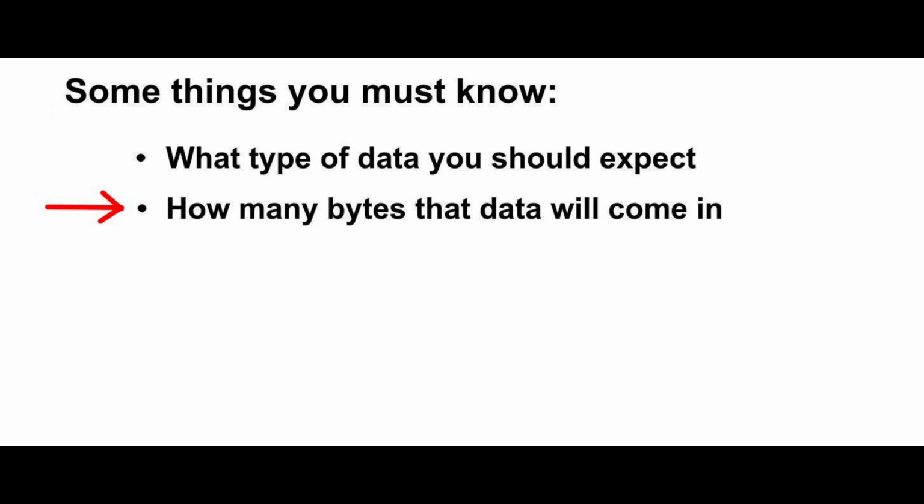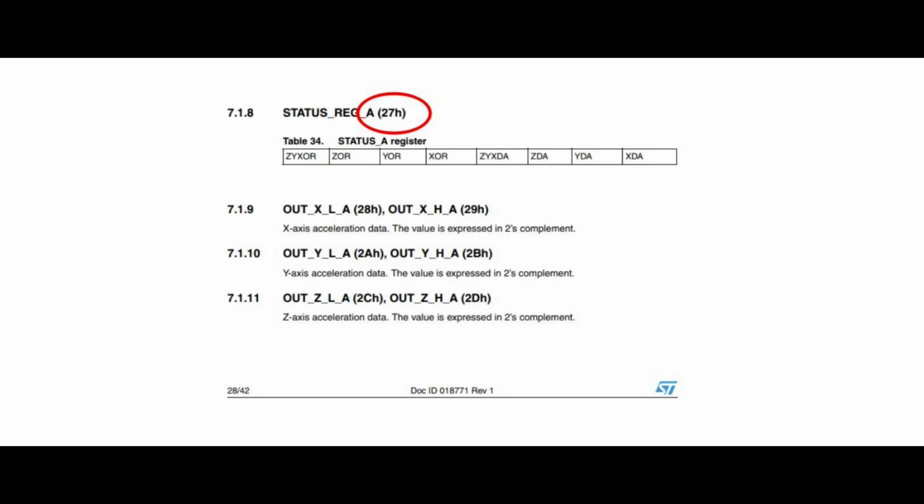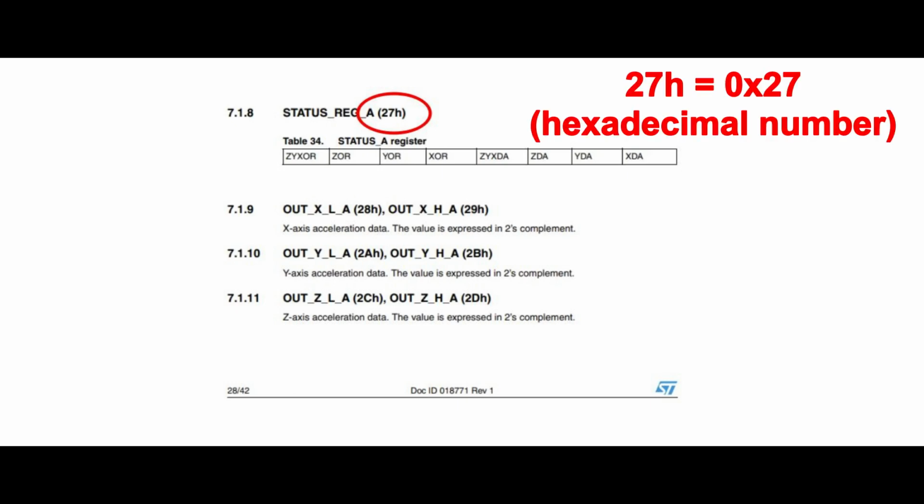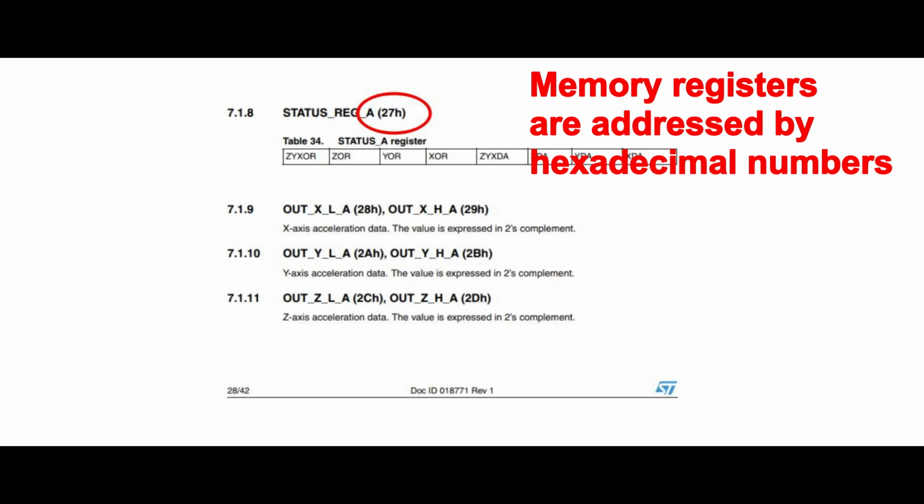So let's take a look at this status register for a sensor. There is 1 byte of data in every register, and this 27H is one way that they represent that we're looking at one register. So we know this is 1 byte of information for this register called status reg A. 27H, the H means it's a hexadecimal number. So you'll also see that represented 0x27. That's how you tell your program it's a hexadecimal number and not a decimal number, because 27 hex is very different from 27 decimal that you're used to using.